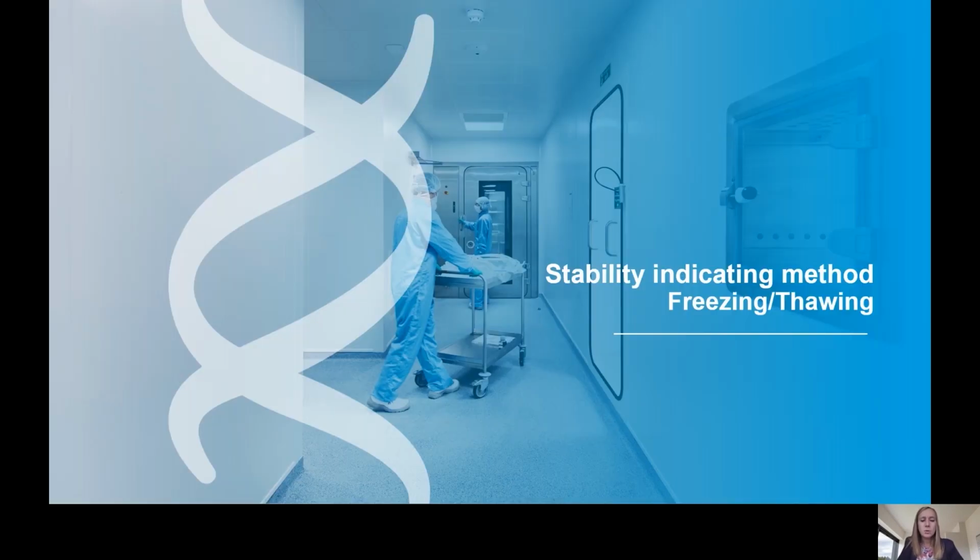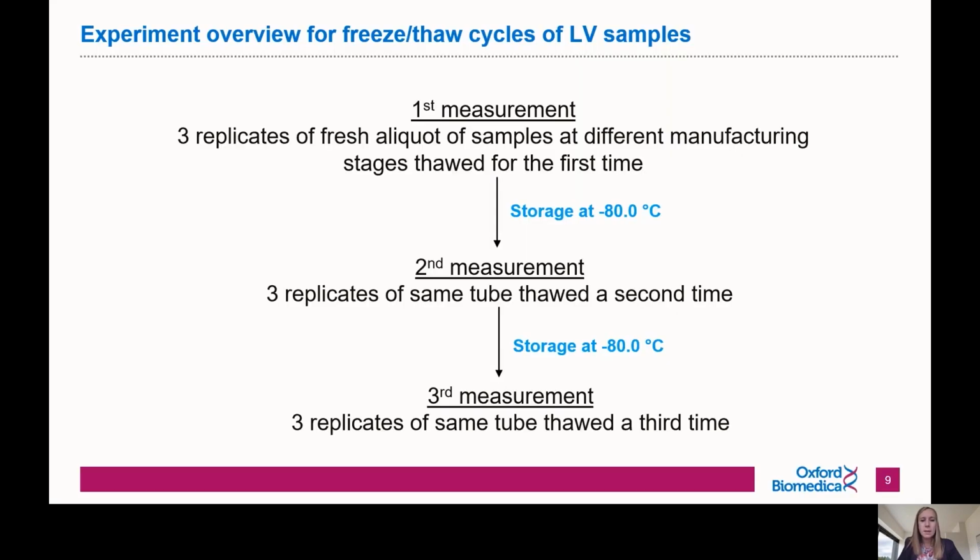And then we decided to perform the freeze-thaw cycles on the same samples. And this was done by thawing the samples from the normal temperature, which is minus 80, and then measuring for the first time, after storing them again at minus 80 to measure a second time, and then doing the same thing for a third cycle.